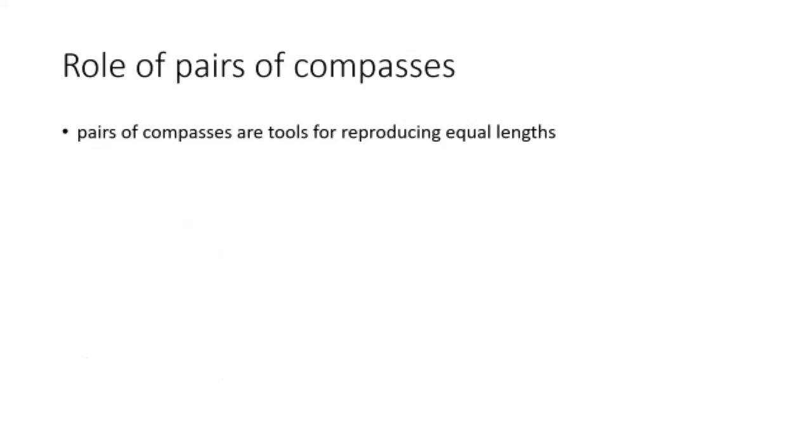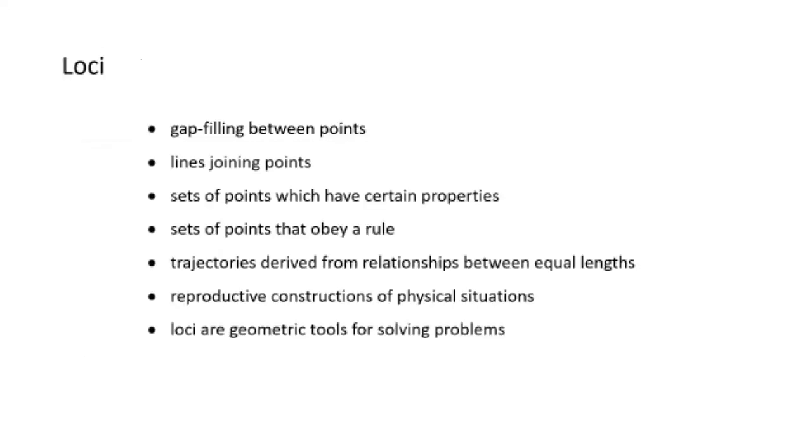And the compasses were used differently, I felt, from the lessons. In some lessons, their use was emphasized to reproduce equal lengths. But as far as they were used in a general understanding of loci, they were used to fill gaps between points by drawing arcs. Lines were used to join points. There were sets of points which had certain properties, sets of points that obeyed a rule. It's not quite the same thing.